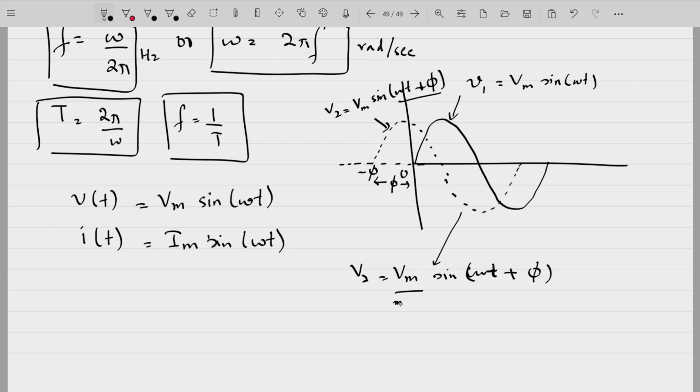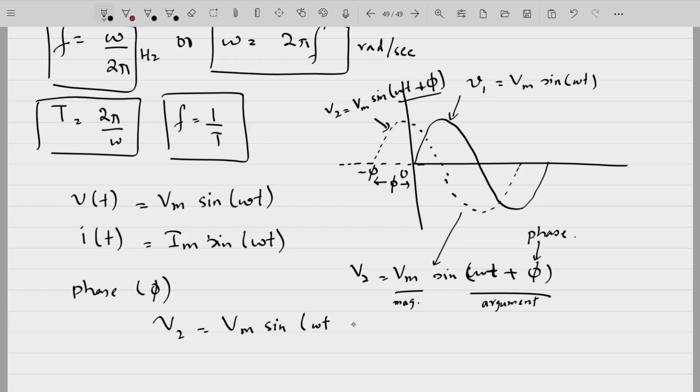Now for this particular function, Vm still represents its magnitude or amplitude. Omega t plus phi represents its argument. Now phi specifically represents the phase of this particular function. Whenever we talk about the word phase, it represents the point from where your waveform is starting. For the waveform of this function, Vm sine of omega t plus phi, if you have a term plus phi here, that means it has already started. This function has already started. Therefore, we'll say that V2 is leading V1 by a phase of phi.